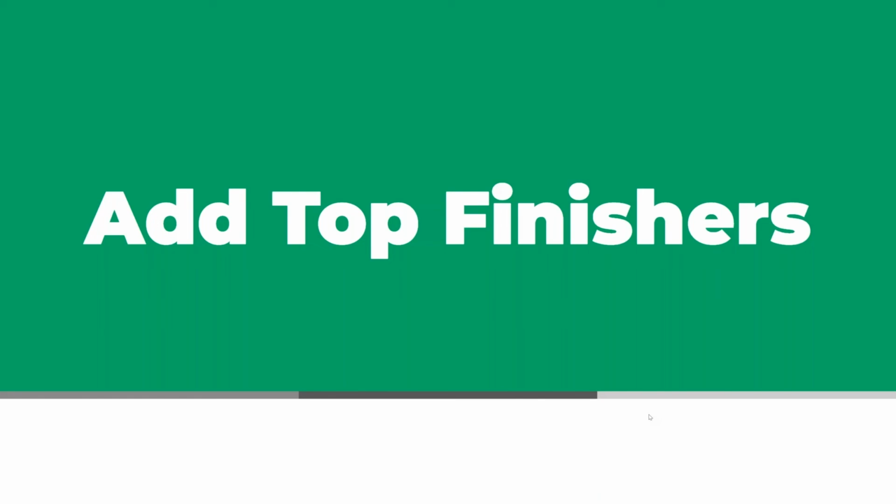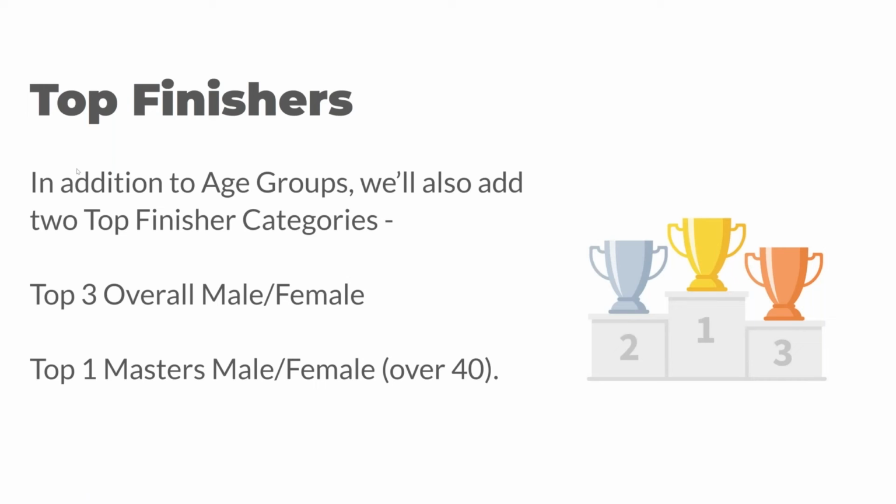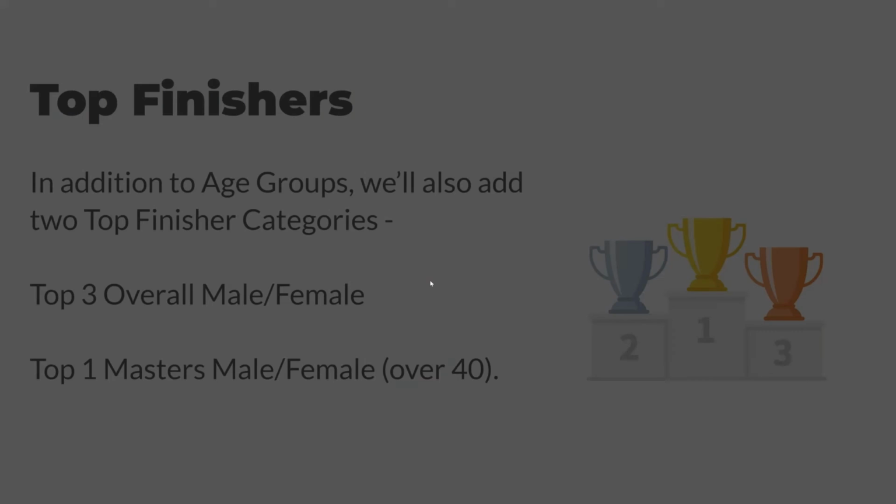And let me just check to see if I have any other polls. That's fine, yep. Next, we're going to add our top finishers and age groups. So again, top finisher categories are like overall top 3 male, female, masters top 3 male and female, and so forth. So we're going to do today top 3 overall male, female, and top 1 masters.